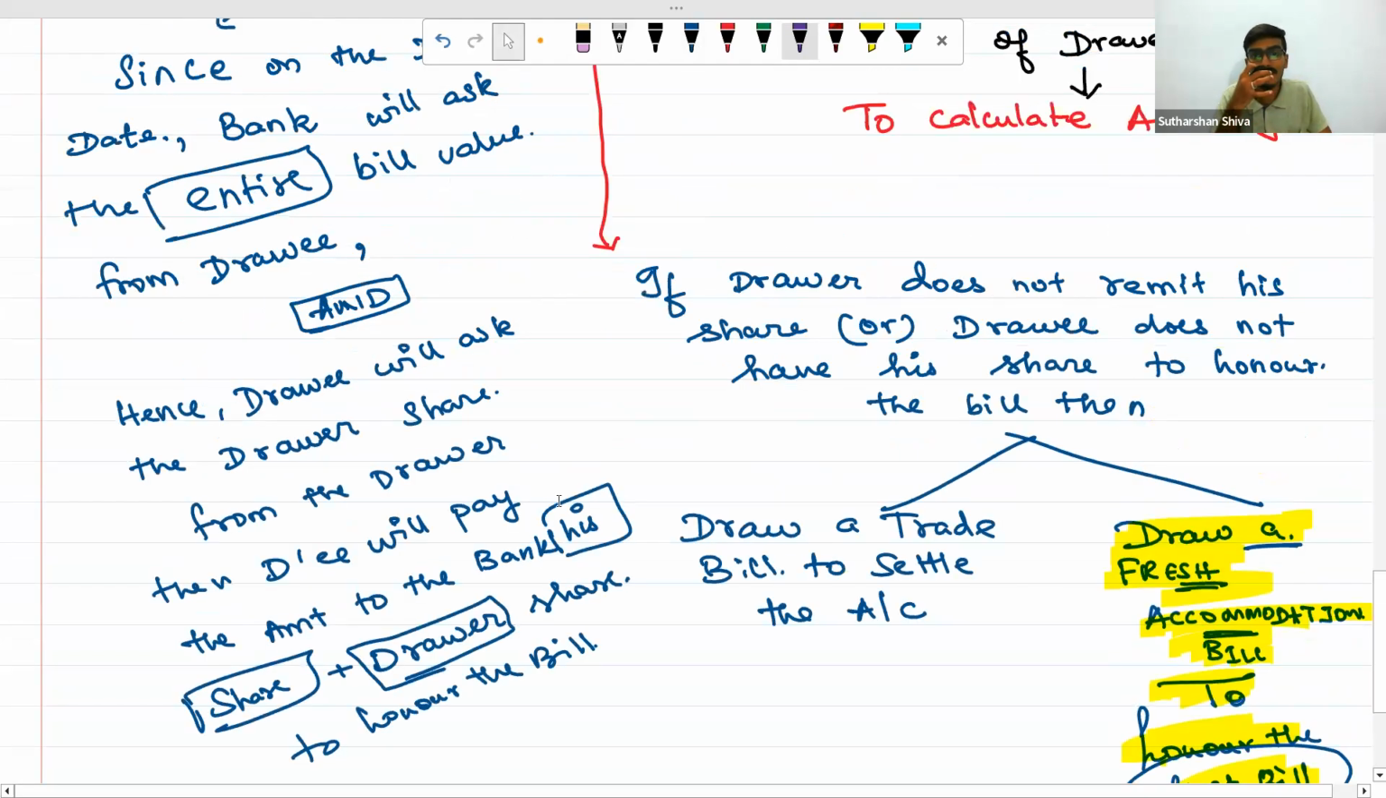Bills of exchange question, there is a probability they will test a bills of exchange question. They will have three things. Either they can ask a question from consignment, or from bills of exchange, or from joint venture. Out of which, I think they will not test joint venture.